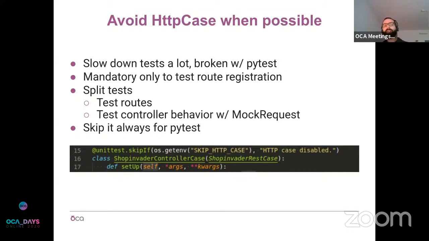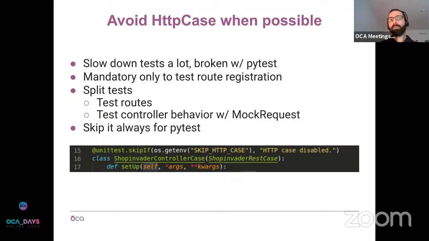And as I mentioned before, it's only mandatory when you need to test the route registration. So if you want to make sure that your route is properly configured and the paths are working fine, no matter which parameters you use. So my recommendation is that you should split the tests. Of course, I'm not saying that you should not test your routes, but then you can test them in an HttpCase, and then you can tag the HttpCase as I did here with a skipIf decorator.